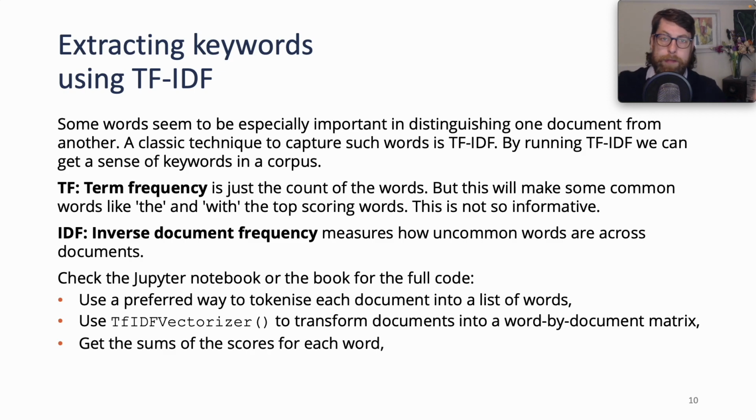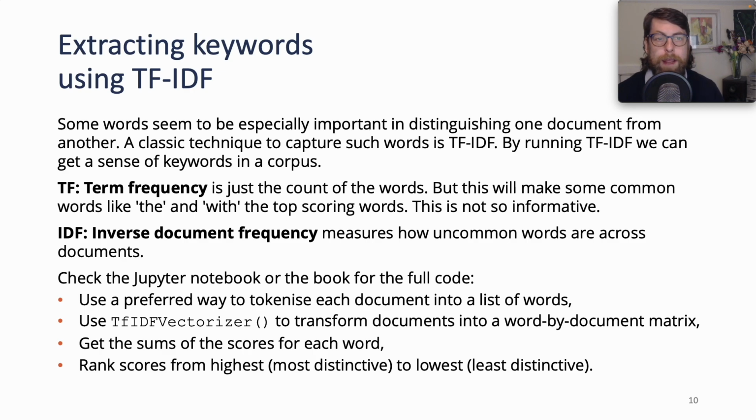So now what we do once we have that matrix and that vectorizer, we're going to get scores for how common a word is in each of the documents. And then we sum them up at the bottom of that, and that's going to be our TF-IDF score. Now we can rank that score from the highest to the lowest, and that'll be words that are the most distinctive at the top and the words that are least distinctive at the bottom.